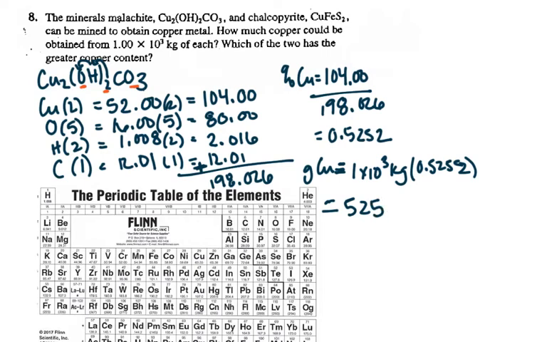525.2, but I need 3 sig figs, right? Because my given was 3 sig figs. So I need 3 sig figs, so I'm going to stop there. I'm not going to put in the 0.2 in the end. And this is in kilograms of copper. So now I'm going to perform that same thing for the other copper compound, chalcopyrite.